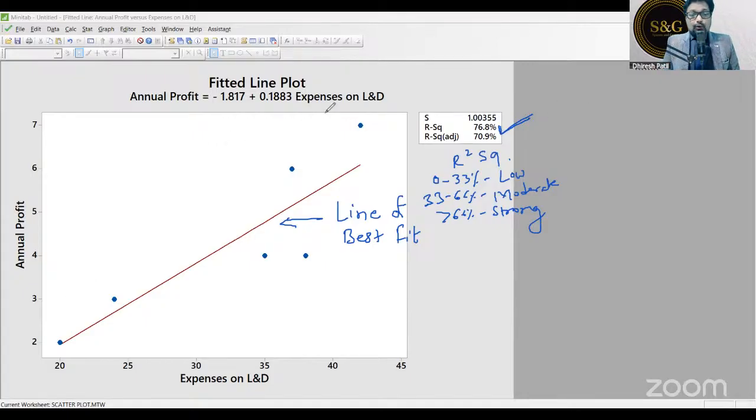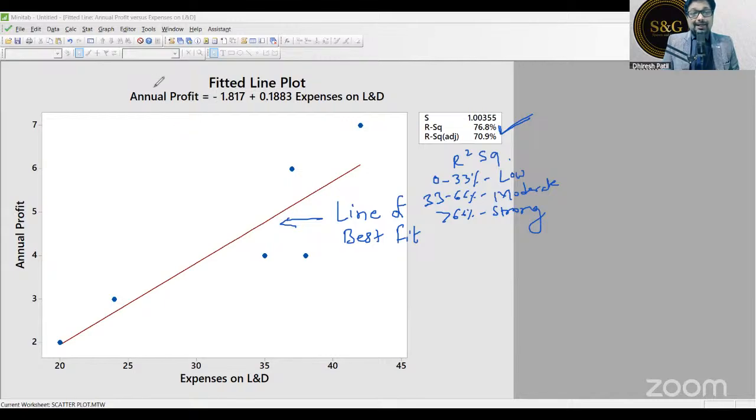Now the line of best fit shows us a trend, whether it is a positive relationship, negative, or no correlation. Whenever there is no correlation, this line of best fit is generally horizontal. If it is a positive relationship, you have a graph going up like this. If you have a negative relationship, the graph will go down like this. Clear? So these are the two elements.